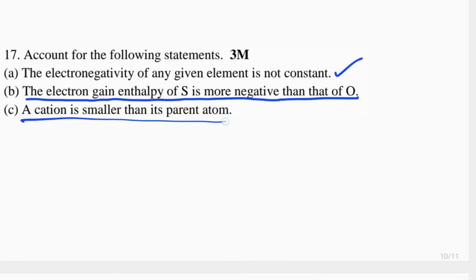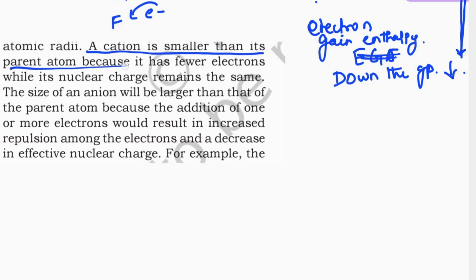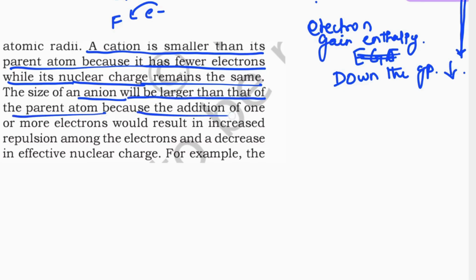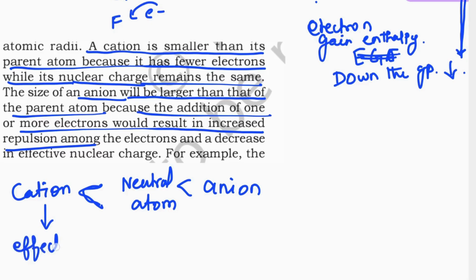Next question, a cation is smaller than its parent atom. A cation is smaller than its parent atom because it has fewer electrons while its nuclear charge remains the same, so effective nuclear charge increases. It's correct. The size of the anion, they are talking about the size also. Size will be larger than that of the parent atom because the addition of one more electron would result in increased repulsion. So an anion will always have bigger size than the neutral atom, and the cation size is smaller because effective nuclear charge increases.